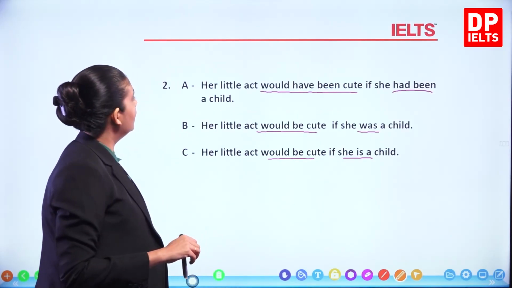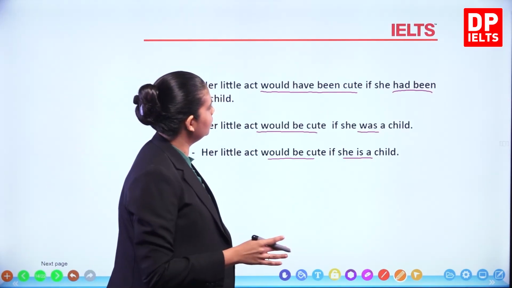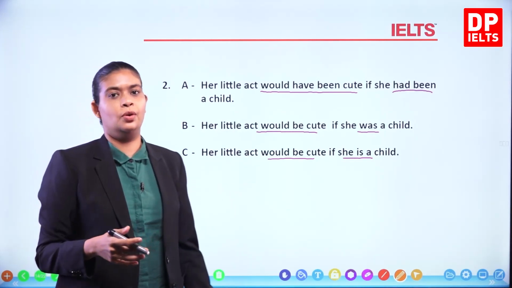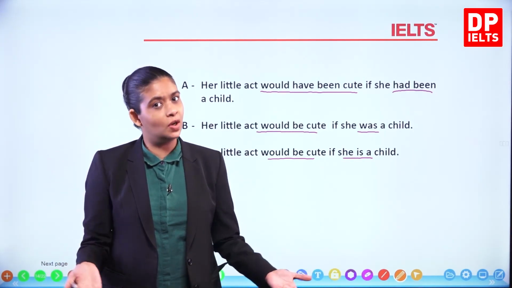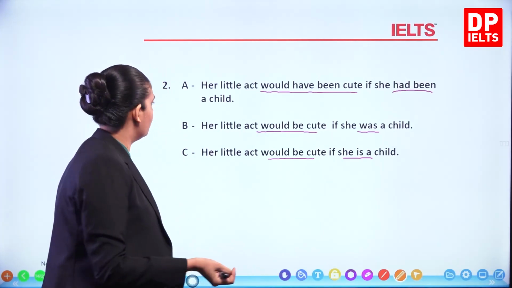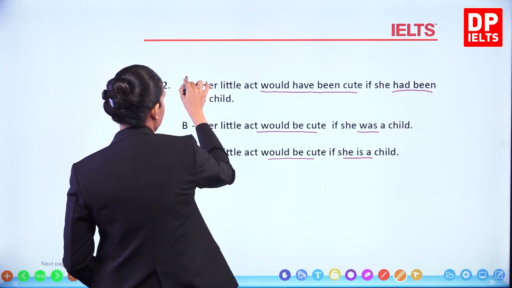Next one. Her little act would have been cute if she had been a child. So this could have happened, but it did not happen. Okay, so A seems correct.